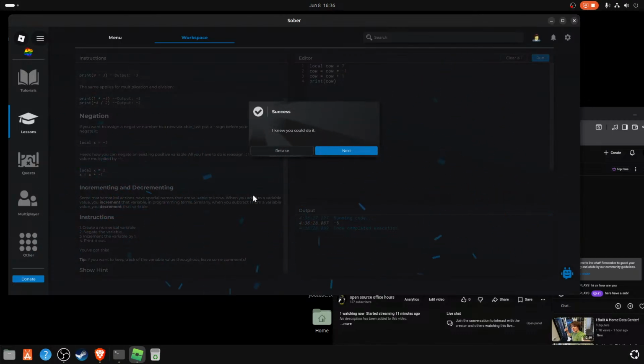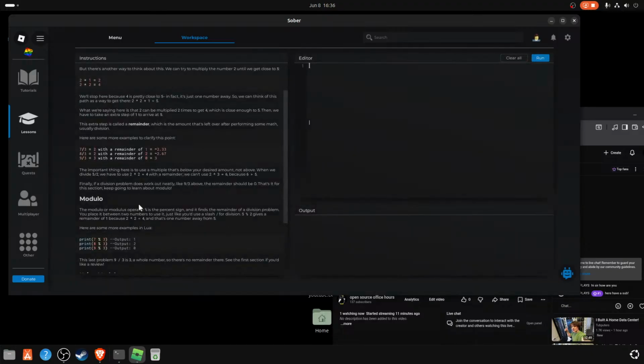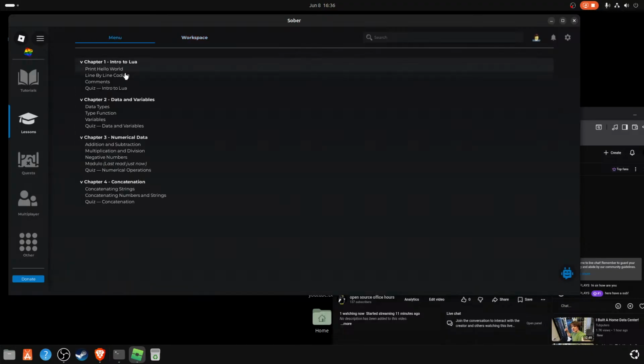Great. If you want to keep track of the variable value throughout, leave some comments. Comments are double dashed. We don't need to do that. How much more we got?